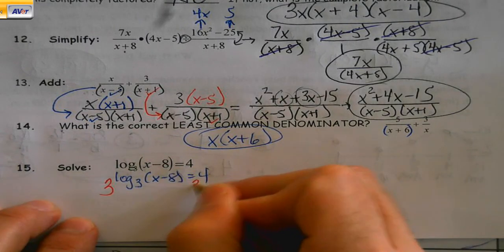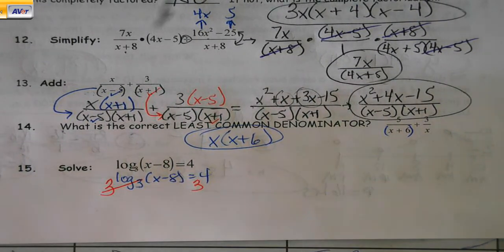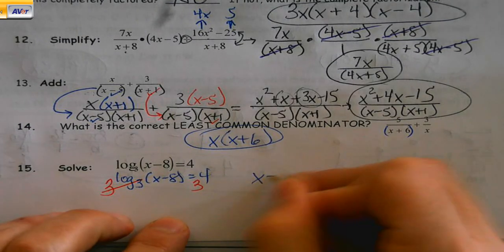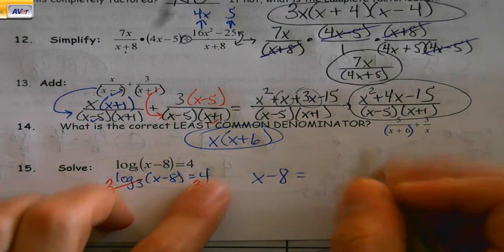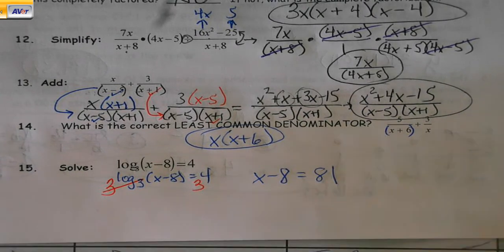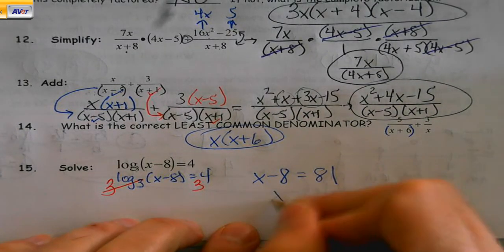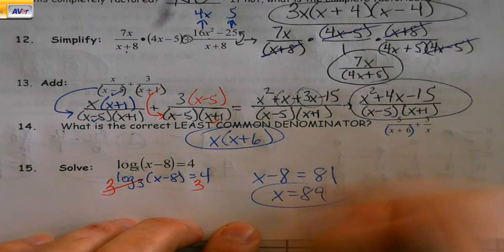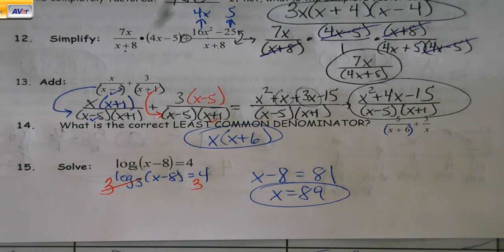I need to exponentiate. Root word, exponent. 3 to the 4th power, not 3 times 4. 3 to the 4th power is 81. Add my 8 over. Okay, that's the only way you're getting there. No other sneaky way to get around it.